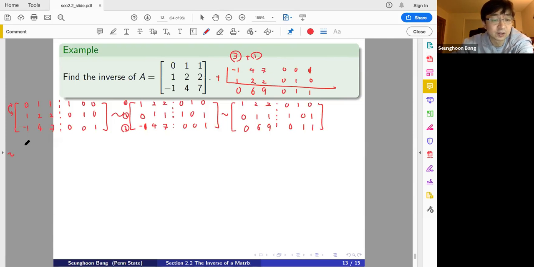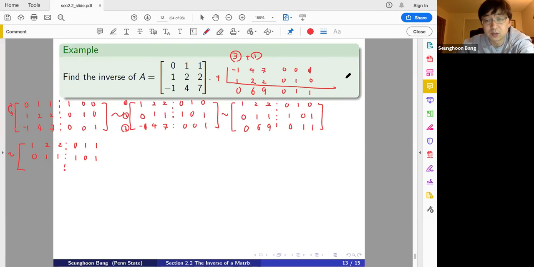Next, you have to eliminate this 6. You can keep the first row and second row: 1, 2, 2 and 0, 1, 1, then 0, 1, 1, 1, 0, 1. So how can I eliminate the 6?